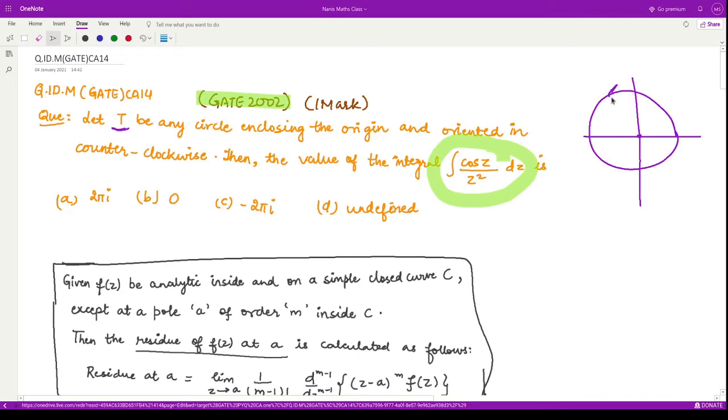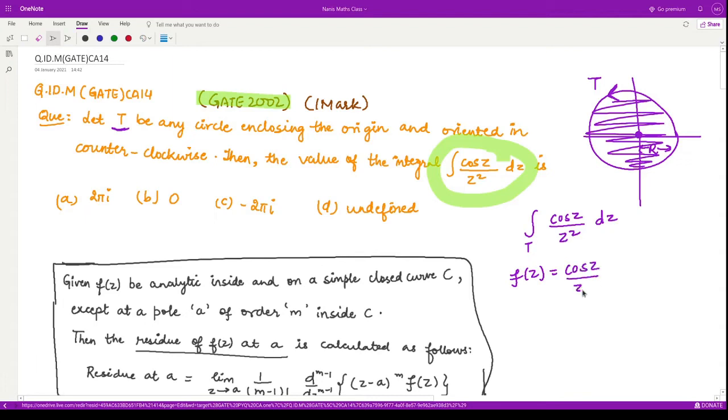The direction is given to be anti-clockwise, so basically we are talking about this whole region. So this is T and this encloses the origin, and say the radius is r, which can take any arbitrary value. So now we are to calculate the integral over T of the function cos z divided by z square dz.